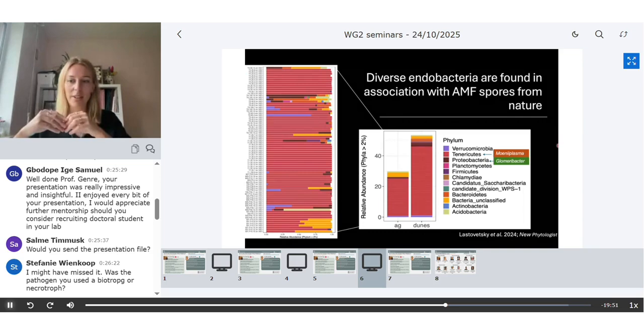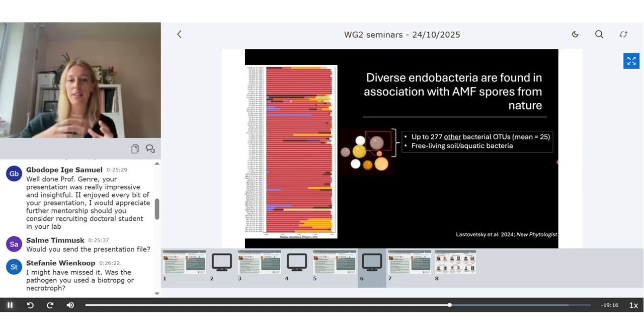The Glomeribacter Endobacteria belong to the Proteobacteria phylum, now renamed the Pseudomonadota phylum. But the Proteobacteria you actually see on these plots are not Glomeribacter. Glomeribacter was so rare and so uncommon that you actually can't see them on these plots. I really had to work to find them in the data set. But besides that, you can see that these AMF spores are actually home to bacteria belonging to 10 other phyla.